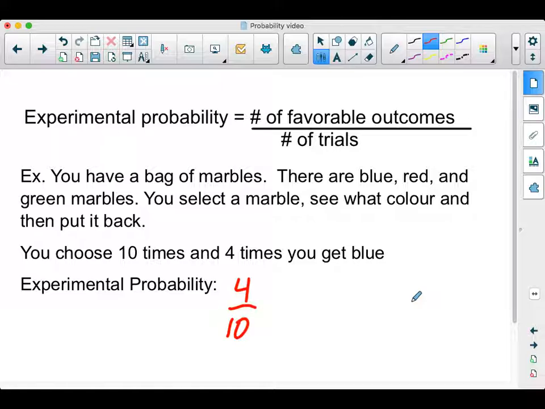So I could write that also as a decimal. If you remember, you can do the top divided by the bottom. This would just be 4/10, so 0.4. But if it's a difficult fraction, you can take the top, divide by the bottom to get your decimal. This would also equal 40%. So 40% of the time, you chose blue. And that's your experimental probability.